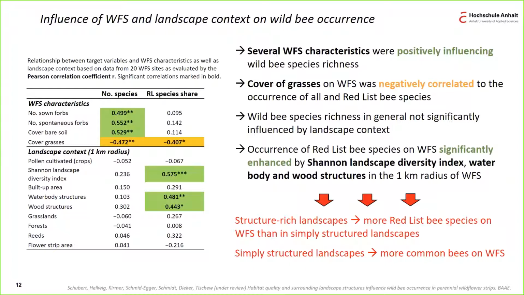Wild bee species richness in general was not significantly influenced by landscape context, but the share of red list species was. For the latter, a high Shannon landscape diversity index and a large area of water body and wood structures in the 1-kilometer radius enhanced their occurrence on the wildflower strips. We concluded that in structure-rich landscapes, wildflower strips clearly benefit red-list wild bee species, and in simply structured landscapes, mostly common wild bee species profited from the perennial wildflower strips.